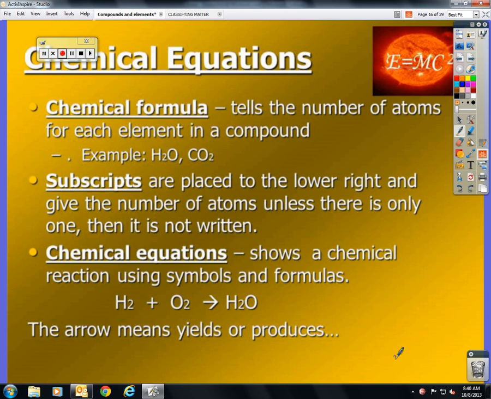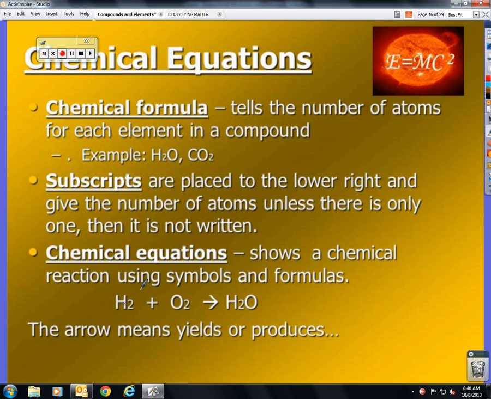Alright, a chemical formula. This tells you the number of atoms for each element. So when we look at H2O, first thing that you want to do is first figure out how many elements you see. So we have 2 capital letters. We see hydrogen and oxygen. And oxygen doesn't have this little number, the subscript, so we know that it has 1. So you'd go through and put in your 1s first. So altogether there are 3 atoms. Separately, hydrogen has 2, oxygen has 1. Okay, so subscripts are placed to the lower right and give the number of atoms unless there's only 1, and then there is no number written.